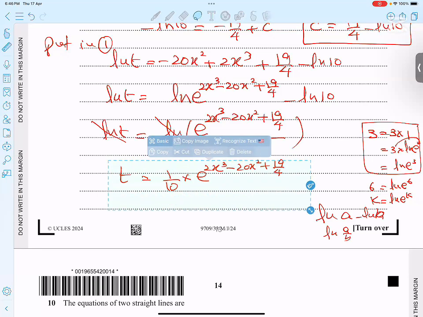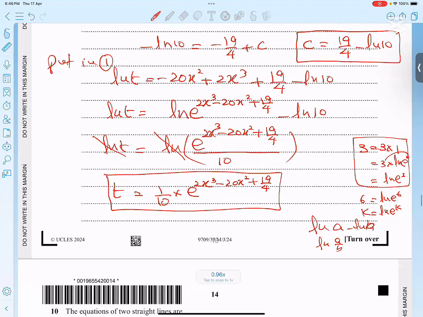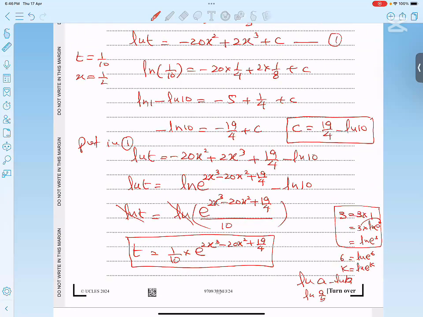Hold on, I'll bring it down. And this is our final answer. So I hope the concept is very clear and the question is completely over.